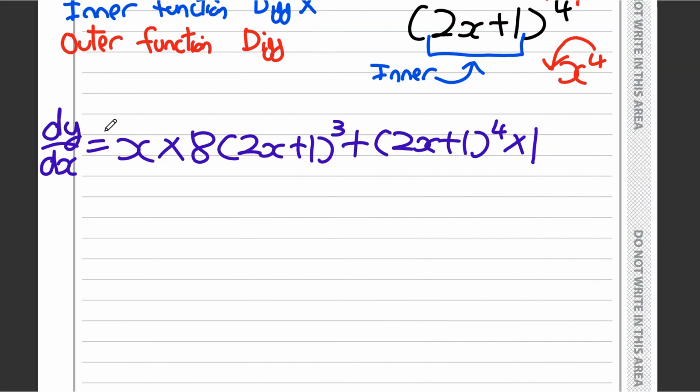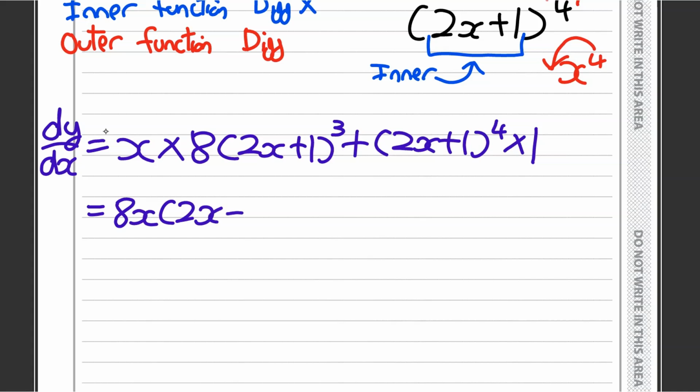So firstly, let's just simplify this. So we have this x times this 8(2x plus 1) to the power of 3, which is going to be 8x(2x plus 1) to the power of 3. Then this is plus (2x plus 1) to the power of 4 times 1, which is going to be (2x plus 1) to the power of 4.